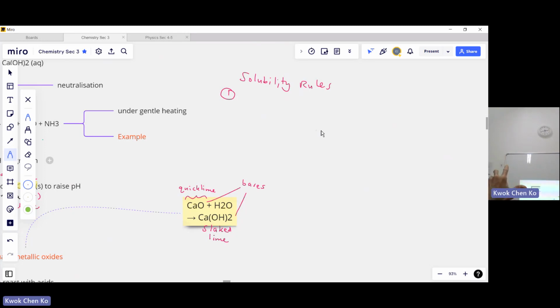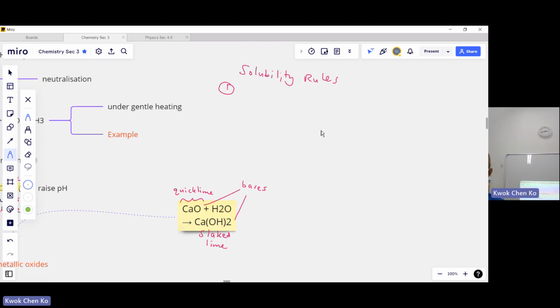Nitrates are? Any exceptions? Nitrates are? Okay, come guys, let's be very clear. All nitrates are soluble. No exception. Now, of course, soluble means in water. No exception.